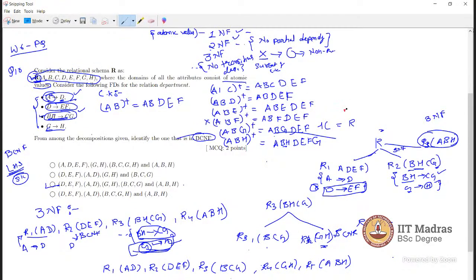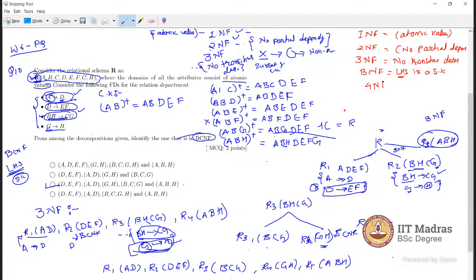So what is the condition for first NF? For 1NF, there should be atomic values. For 2NF, no partial dependency. For 3NF, no transitive dependency. And for BCNF, left hand side must be a super key, or the right hand side must be a prime attribute. And for 4NF, there should be no multi-valued dependency. Okay, so please remember this thing. If the relation is in BCNF, it means it is in 3NF, 2NF, and 1NF also, right?